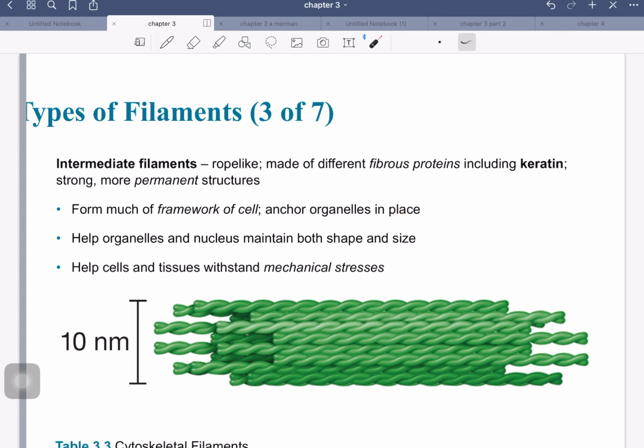And think about, let's consider keratin. Keratin's in your fingernails, it's in your hair, it's in the upper layer of your skin. This can be one tough filament. So it helps cells and tissues withstand mechanical stresses. And you can see it's built by these interlocking, interwoven filaments. And that adds a lot of strength. And there's a number of them that come together to form these intermediate filaments.